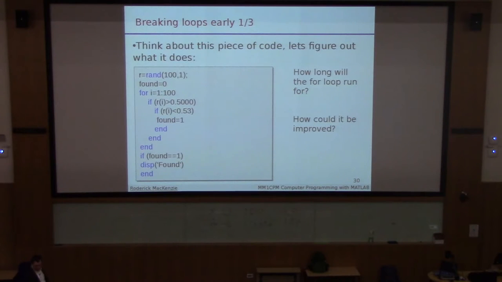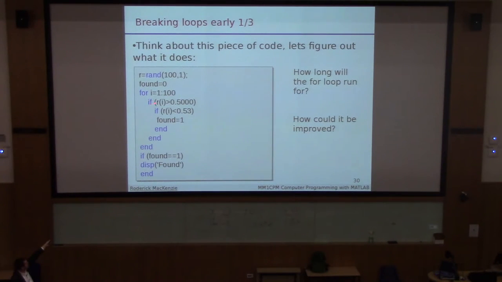So let's practice algorithms. Let's go through this algorithm together and try to figure out what it does. It's a little bit pointless, but it's good practice at understanding code. So r equals rand(100, 1). This will make an array of 100 random numbers. Then found equals 0. Then for i equals 1 to 100. So this is going to loop here, here, here, running from i equals 1 to 100, so 1, 2, 3, 4, 98, 99, 100.